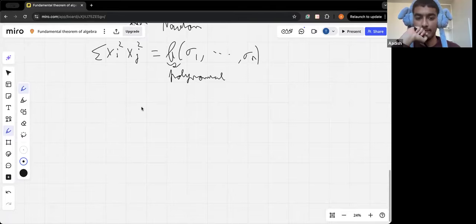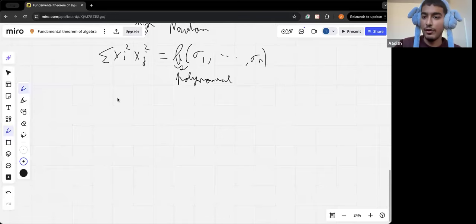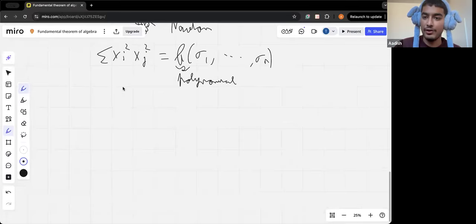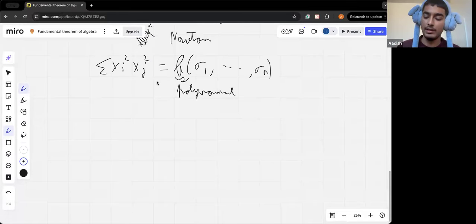Any ideas for this? So okay, let this be the first. We want to prove the fundamental theorem of algebra, but the first problem of this class is to prove the fundamental theorem of symmetric polynomials.